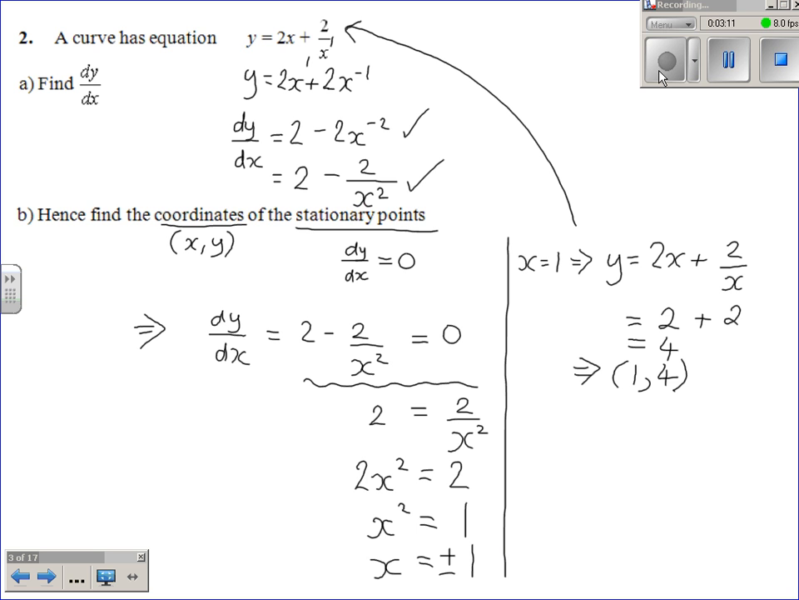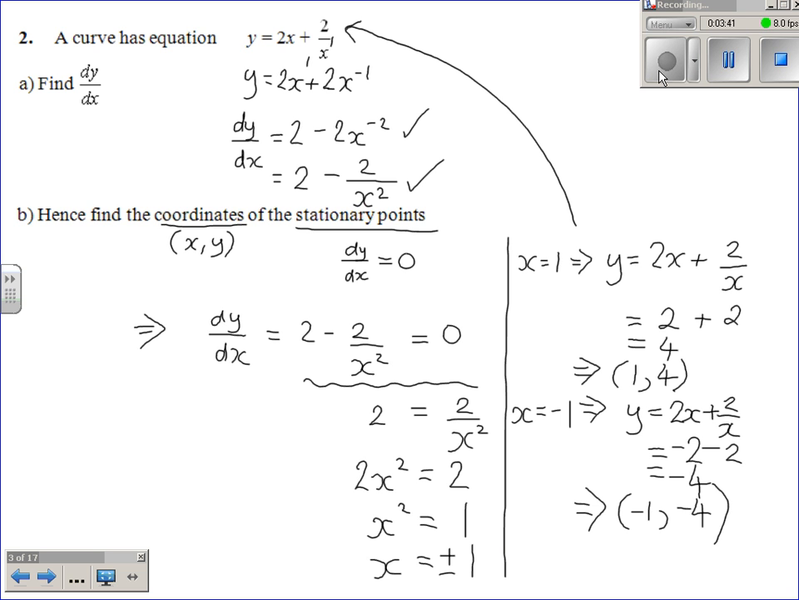So we're nearly done. We've also got x as minus 1, going back to that x value, so let's pop that in. So y, remember, is 2x plus 2 over x. If we're substituting negative 1, 2 times negative 1 is negative 2, and then 2 divided by negative 1 is negative 2, so we've got minus 2 minus another 2, which is negative 4. So the coordinate we've got there is negative 1, negative 4.